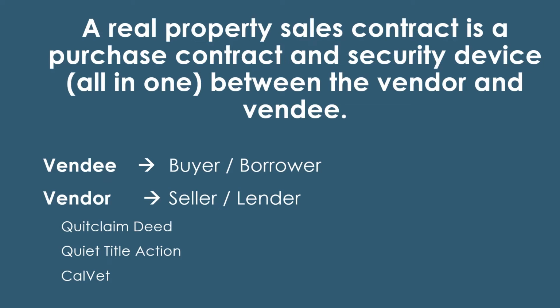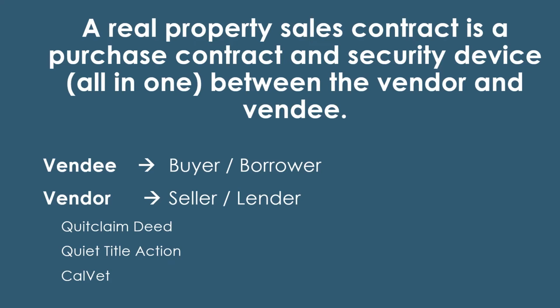Now, what happens if the vendee stops making payments and then skips town and you can't find him? Then the vendor would institute a quiet title action in court and ask the court to take that equitable title from the vendee, the buyer-borrower, and give it to the vendor, the seller-lender. Then the seller would own the property, both legal and equitable title, and can sell it to somebody else.